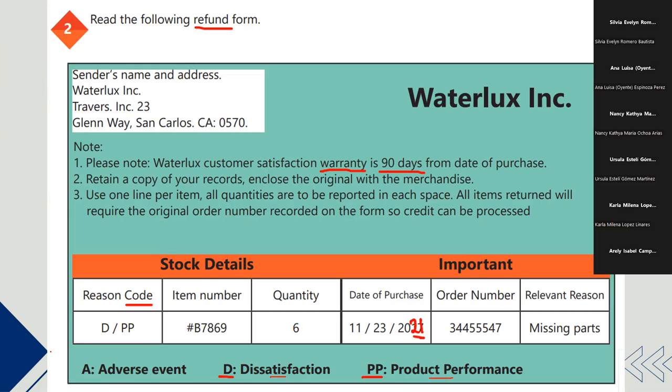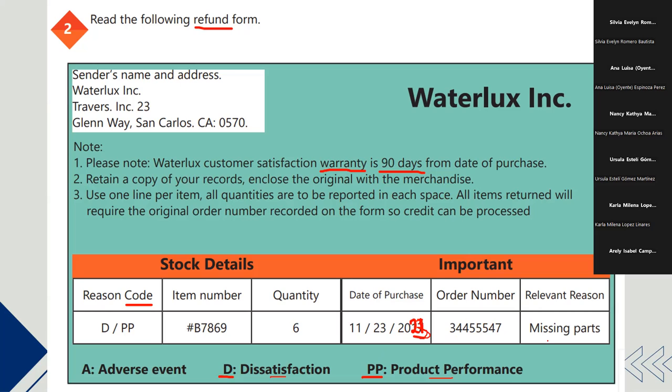And then you have the item number. This is the item number that you have. The quantity is 6. If they are 6 products of the same type, they can be in that line. But if you have, for example, another product, because all the merchandise was damaged but they were of different color, you have to put them in a different line, according to the instructions. The date of purchase, we're going to change because now we are in 2023, right? So we go to November 23rd, 2023. And you have the order number, 34, 45, 55, 47, and some other relevant information.